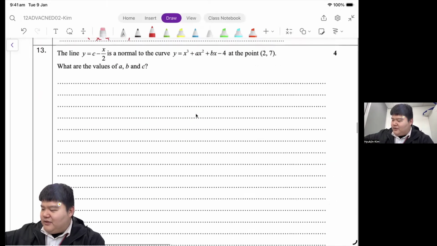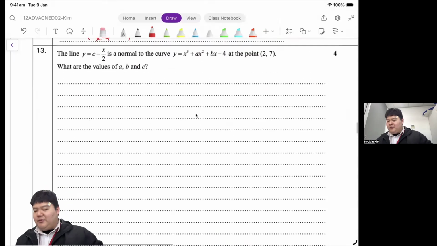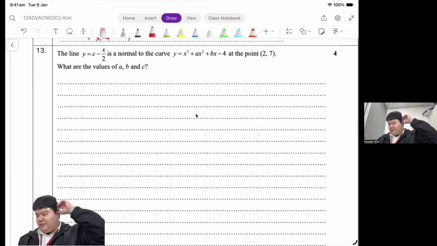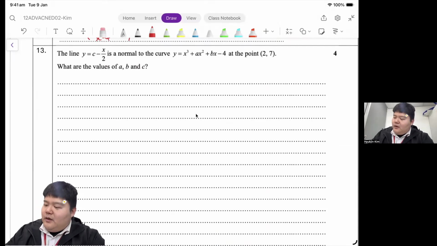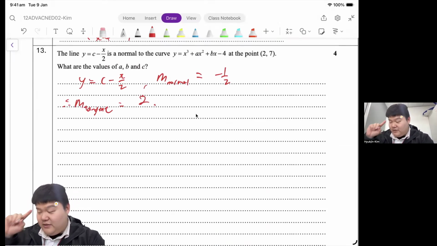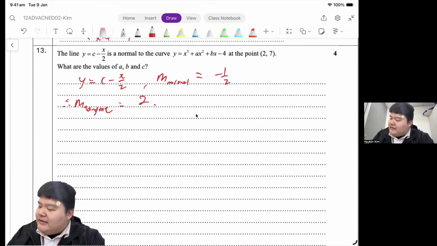I haven't done this question yet, but it seems like a lot of you had a bit of issues, so I'm assuming it might be difficult. The line y equals c minus x on 2 is the normal to the curve, and so on, at a point. What are the values of this? The gradient of the normal from this equation is negative 1 on 2. This means the gradient of the tangent equals negative 1 on 2. Not 1 on 2, it's just 2. This means this is equal to y dash at x equals 2. So I'm going to find that first.